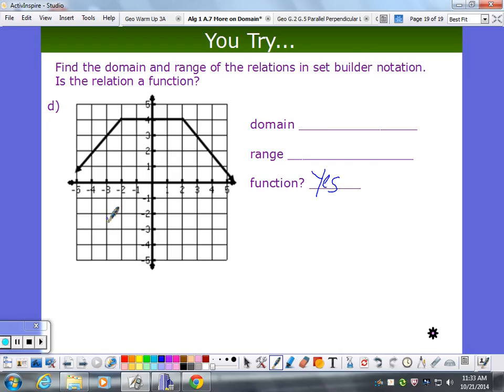Think about the domain. What are valid inputs? There's arrows here. There's arrows here. What are my valid inputs? All real numbers. Excellent, right? Picture this going forever. So how do I write that in set builder notation? Do you remember, Noah? Such that X is in the set. Any X that's a real number, you can put this in or not put that in.